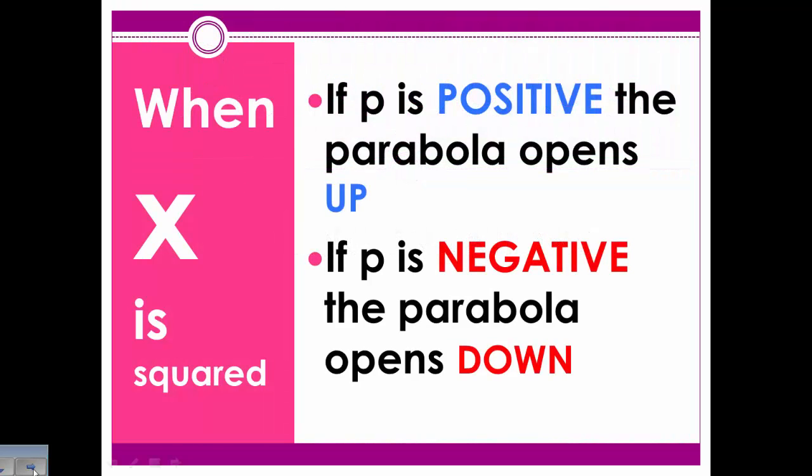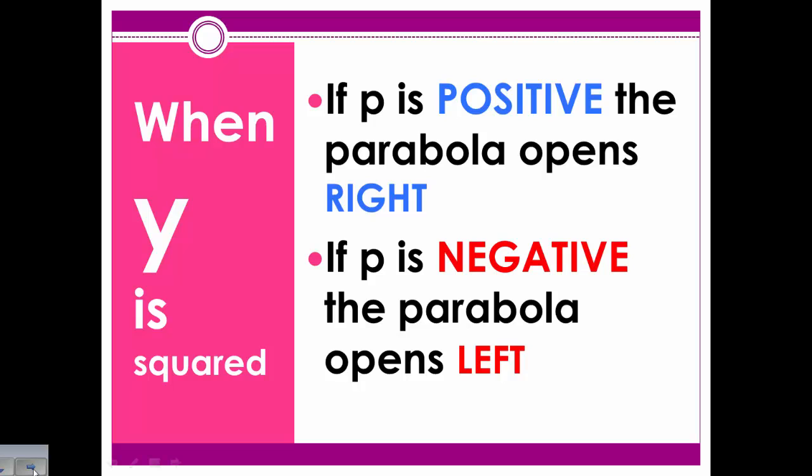When x is being squared, if p is positive, it opens up. When x is squared and p is negative, the parabola opens down. When y is being squared and p is positive, then the graph opens right. When y is squared and p is negative, the graph opens left. You have to memorize these.